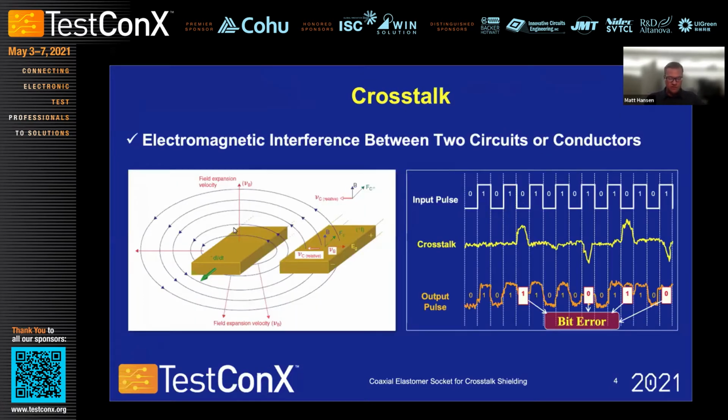So crosstalk, of course, is an electromagnetic interference phenomenon that occurs between two circuits and conductors. When high-speed signals are transmitted through a conductor, an electromagnetic waveform is generated around the conductor, which can adversely affect adjacent signals and degrade signal characteristics. This can cause bit errors and false switching, for example. And as pitch gets tighter in packaging, the problem becomes bigger.